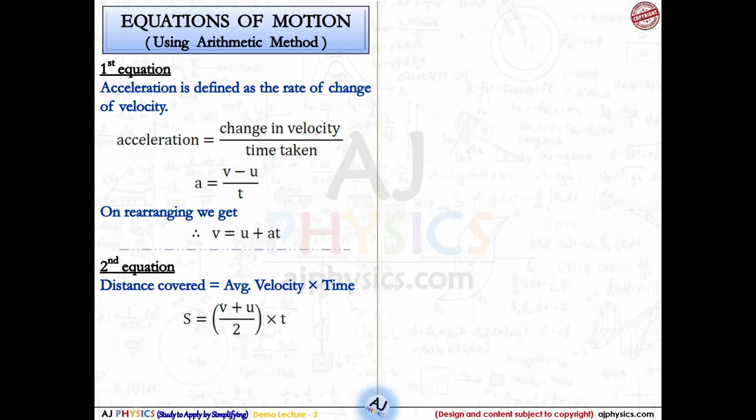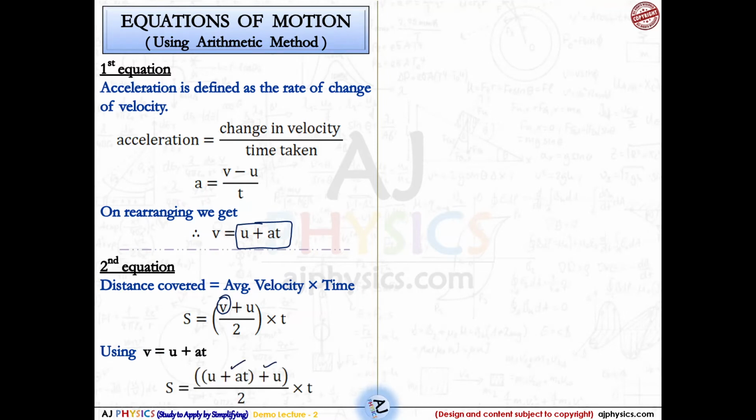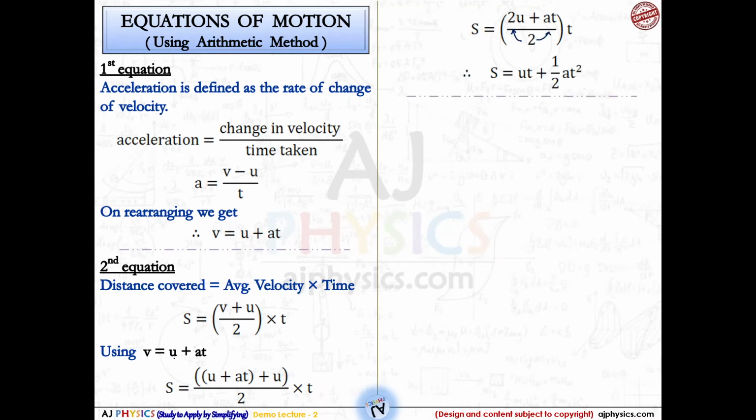So let's substitute the values. This is v plus u by 2 multiplied by t. We have to do one thing, we have to substitute this value of v here. So this will become u plus at plus u. And you can again simplify this term and split the LCM here. If you split the LCM here, you would get the second equation of motion.